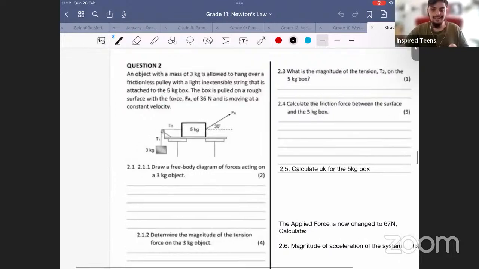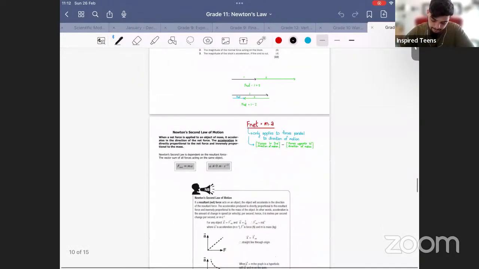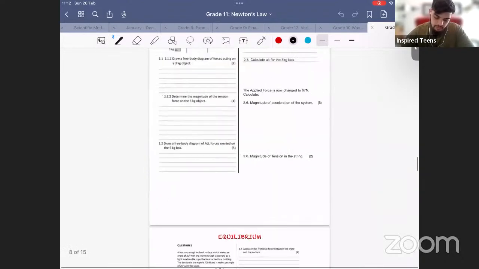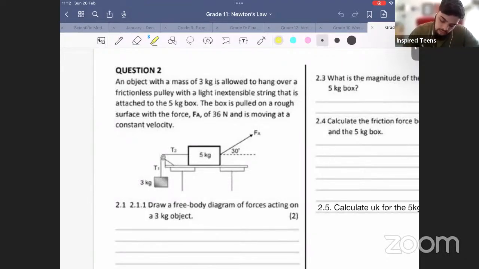Right, and let's answer it. We're going to answer it together. So, an object with a mass of 3 kg is allowed to hang over a frictionless pulley with a light inextensible string that is attached to a 5 kg box. The box is pulled on a rough surface with a force of 36 newtons and is moving at a constant velocity.